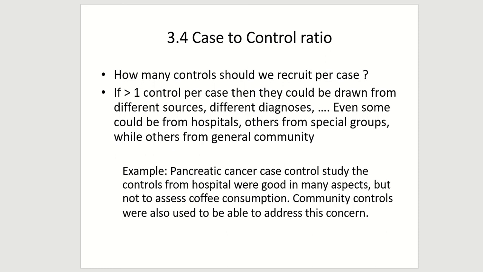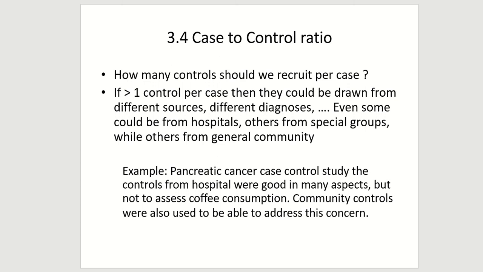Which takes us to an interesting point, which is the ratio of controls to cases, or case to control. How many controls should we recruit per case? Maybe the first thing that comes to mind is 1-to-1. You take one case, one control. However, if you go more than one control per case, then they could be drawn from different sources.